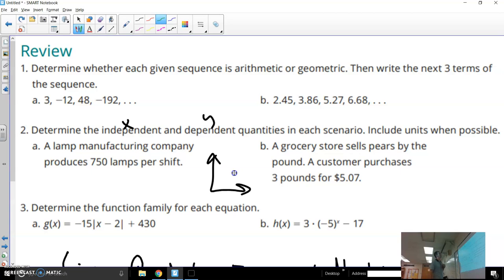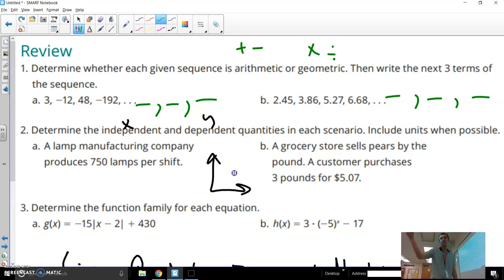Determine whether each given sequence is arithmetic or geometric. So you're going to either write arithmetic or geometric on the first one along with the second one. These are two separate problems. Once you determine if it's arithmetic or geometric, go ahead and tell me the next 3 terms in both of these. Remember that arithmetic means you're adding or subtracting consistently. That is the common difference between each number, versus geometric common ratio, which means you are multiplying by something to get to the next number.